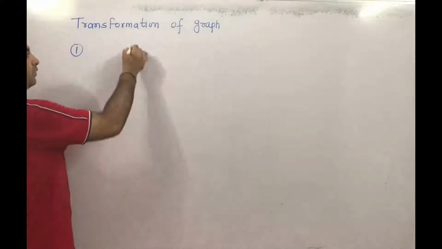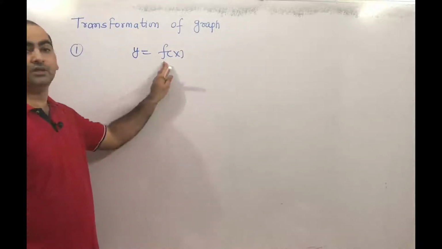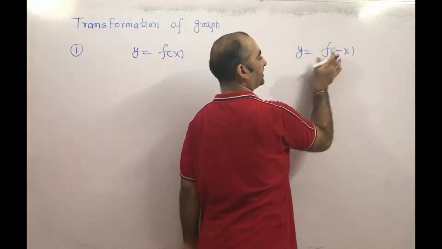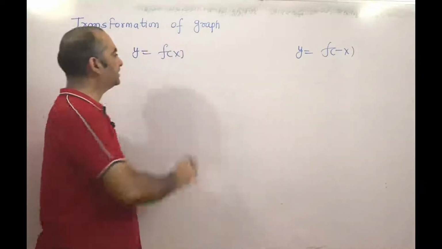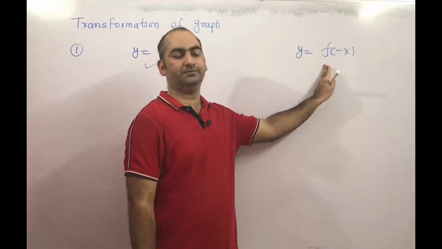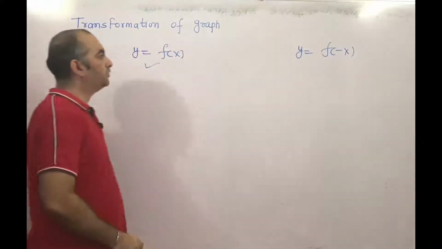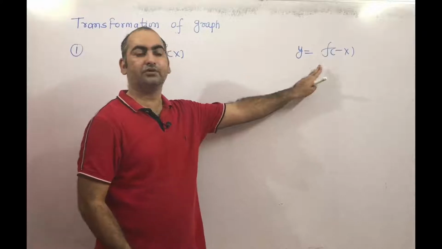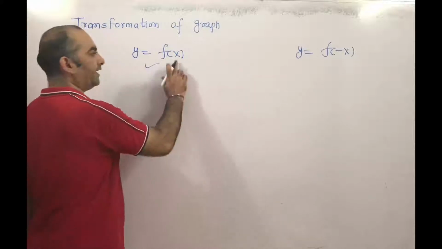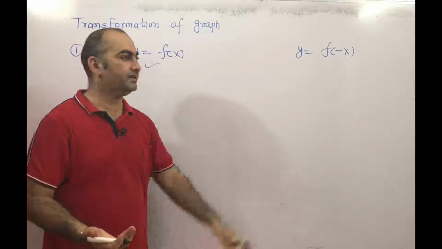we know y equal to f(x) function graph. This is known. Then we want to draw the graph of y equal to f of minus x. This function graph we want to draw. So how to draw the graph of this one? First we have to find out what is the relation between this one and this one. Very simple: here we have x and here we have minus x. So in this function, if I replace x with minus x, then we will get this function.